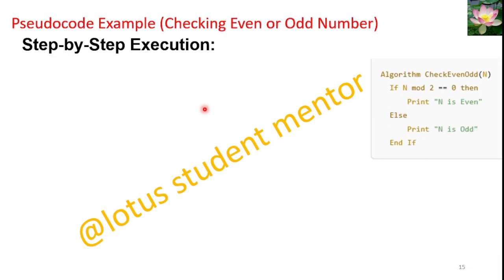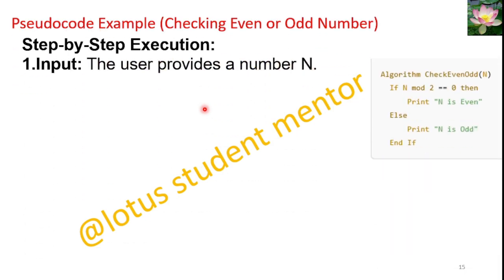Now what is the step by step execution? We can understand it clearly. The first step is the input. The user provides a number n. If the number is 4, then n modulus 2 equals 0, that means 4 modulus 2 equals 0, so what will be printed here? n is even. Now suppose n equals 5, what will be printed? Print n is odd. If n is an odd number, print n is odd. If n is an even number, print n is even. Suppose n equals 6, then 6 modulus 2 equals 0, it is true, then print n is even.